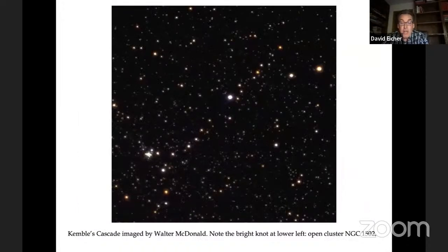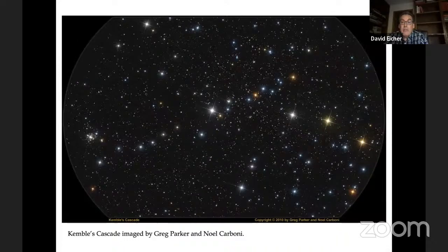Here's an image of Kemble's Cascade. This is by Walter McDonald, and you can see the bright knot at lower left here is NGC 1502. This is a pretty sizable chunk of sky here, showing the whole thing. And here's a later image by Greg Parker and Noel Carboni. And you can see again 1502 over on the left edge there. And you can see really nicely the star colors that are in the cascade of stars here that I think caught Father Kemble's attention originally.